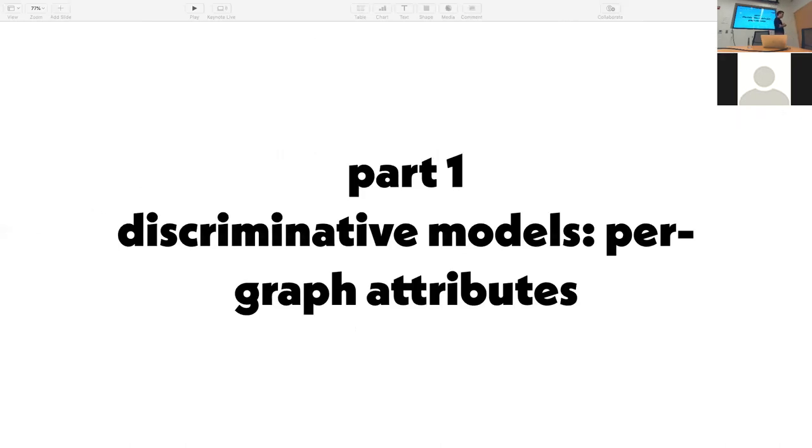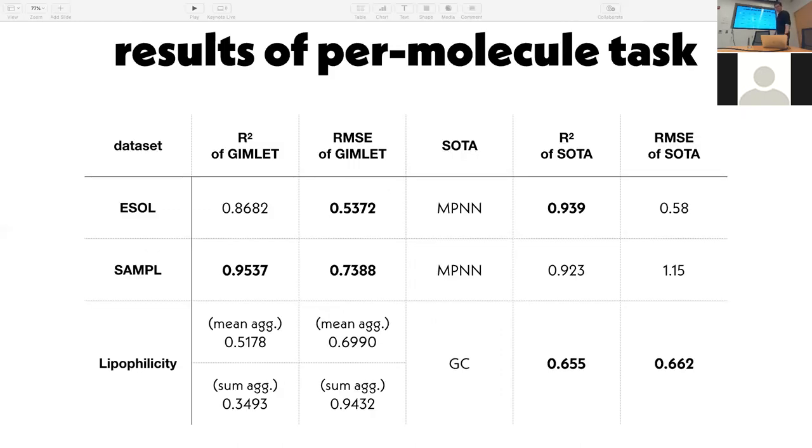All right, so let's move on to the first part. The previous one is part zero. The first part is about discriminative models per graph attributes, because per graph attributes or per molecule attributes is sort of what everybody is predicting in the molecular machine learning setting. So just a quick showcase of the results. If we use just the traditional full block graph nets with the residual connection in our readout step, it is already doing pretty good. It is on par with, if not better than, most of the state-of-the-art models reported in the MoleculeNet paper.